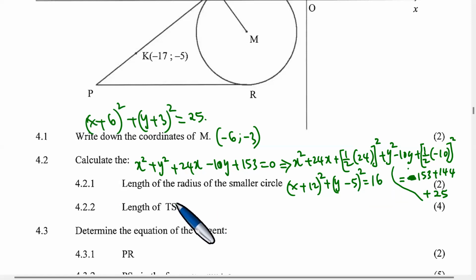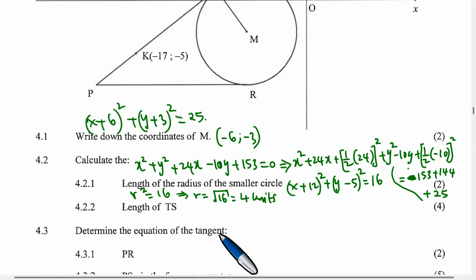What is the radius that is required? The length of the radius, therefore, is r squared equals 16. You take the square root of that, which means r is the square root of 16, and the square root of 16 is 4 units. Therefore, the radius of the smaller circle is 4 units.